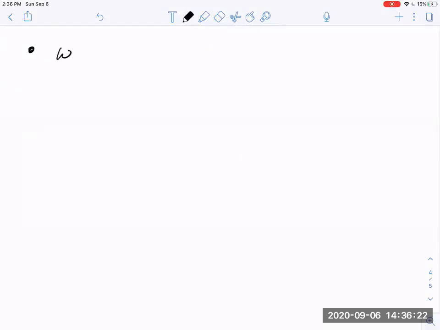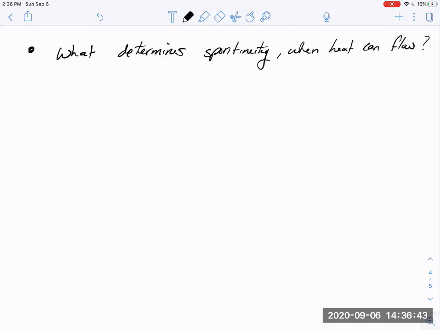So let's ask the question, what determines spontaneity when heat can flow? Or alternatively, what is a statement of a spontaneous process in a system that can exchange heat with its surroundings, so an open system, not an isolated system?